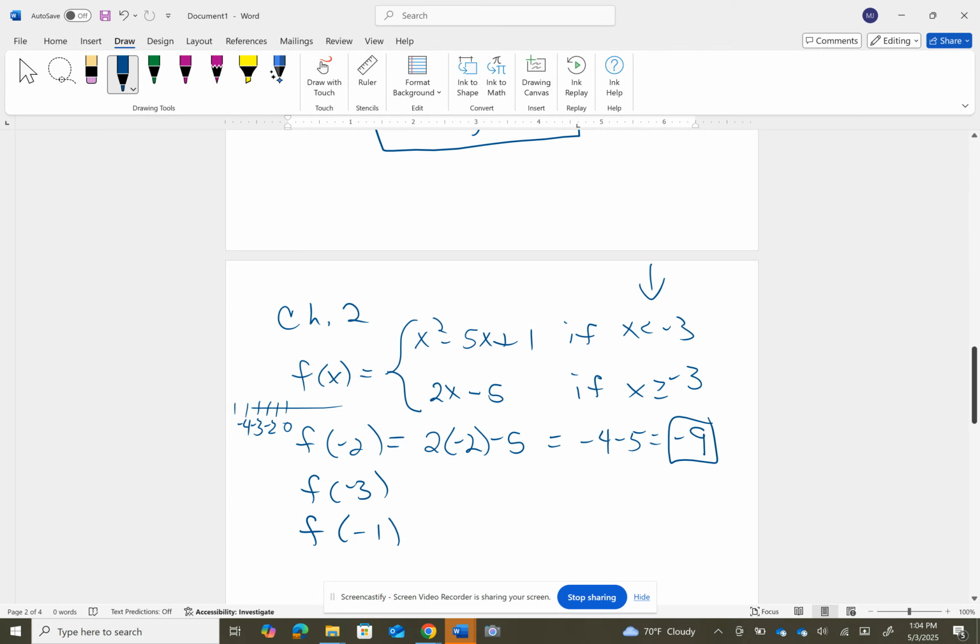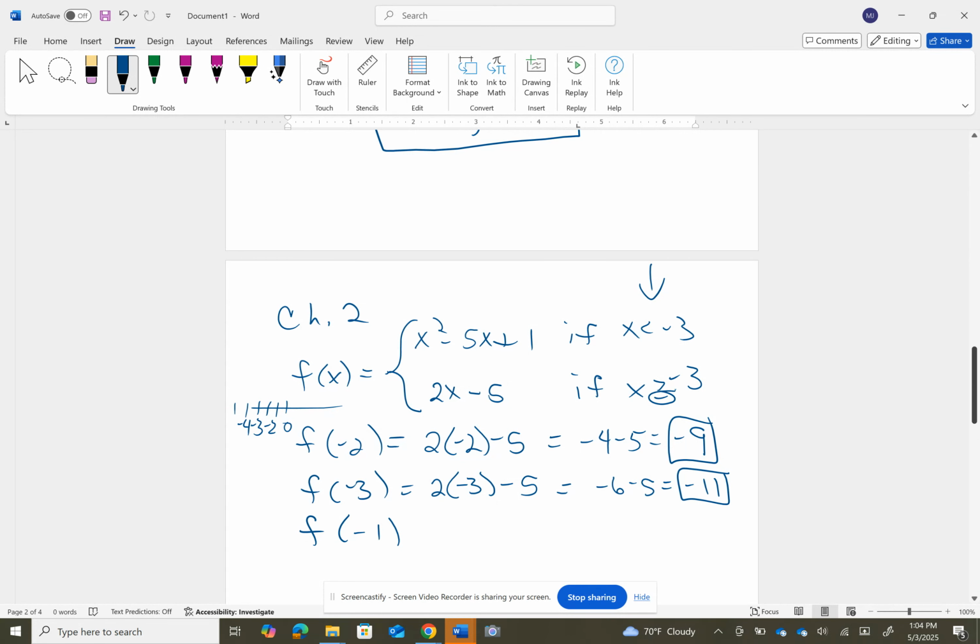If they wanted f of -3 itself, then you would look to see which one had the "or equal to" on it. And so you would wind up plugging the -3 in there for the x, and only there. You wouldn't do it in both. And then that would be -6 minus 5, which is -11. And that would be the only answer to that one.